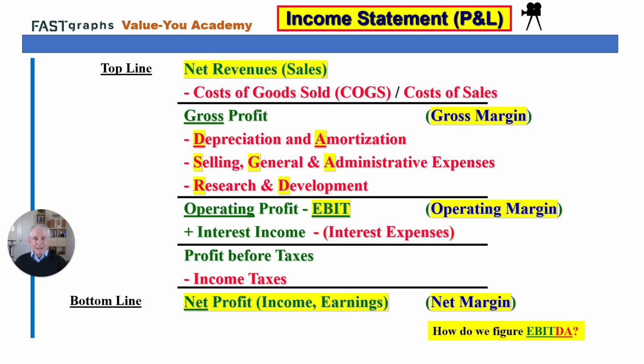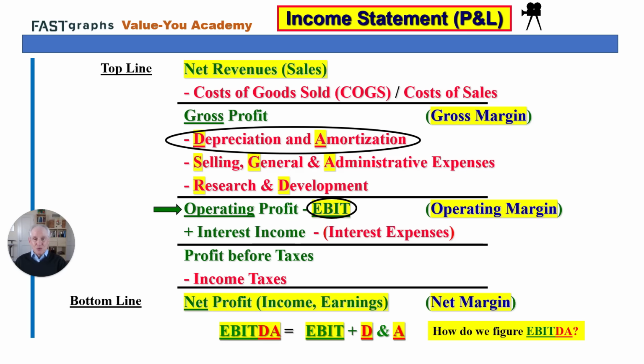We take that EBIT and we add back what we have taken off but didn't spend. Remember, we didn't spend that D&A. That's only an accounting transaction we take off. Since we didn't spend it, we have it, and we add it back. EBIT plus the depreciation and amortization equals EBITDA. A lot of companies look at their EBITDA.